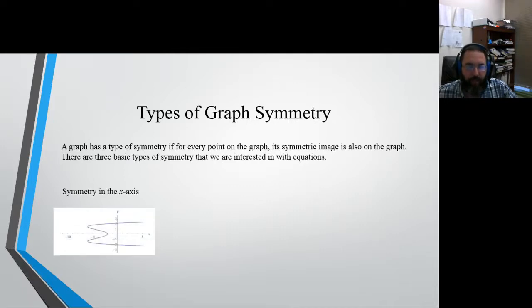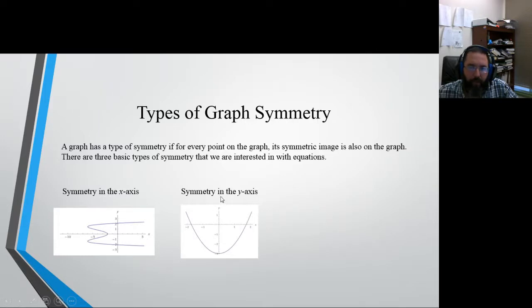Symmetry in the x-axis. So our symmetry line is going to be the x-axis. Every point above the x-axis will have a matching point below the x-axis that is its symmetric image. Also, if you were to fold this graph along the x-axis and fold the top half down over the bottom half, the 2 halves would match exactly. That's a good way of visually inspecting for symmetry.